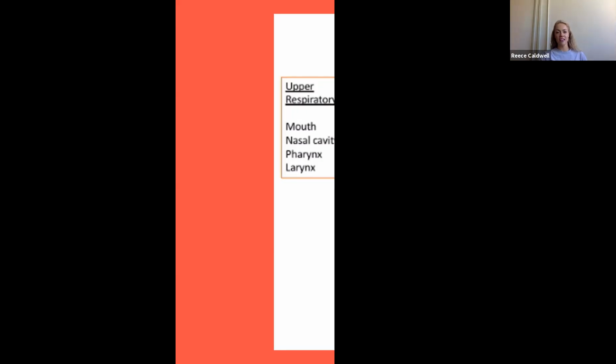Awesome. But yeah, so we have all these structures that are conducting air into the lungs. Where gas exchange, which is the whole function of the lungs, actually occurs is in these tiny little structures at the very bottom of the airways called alveoli. So the alveoli are where gas exchange actually occurs, and they're kind of the functional unit of the respiratory system. All the other structures involved are just conducting air into the alveoli.